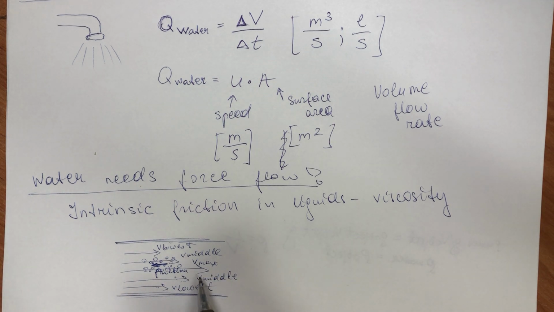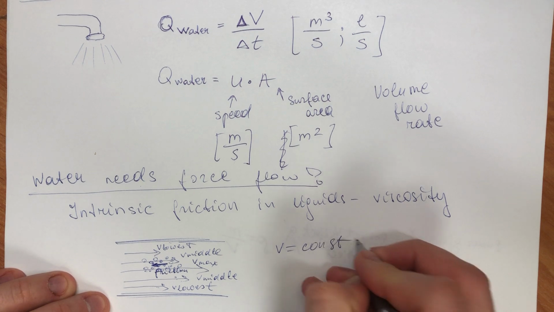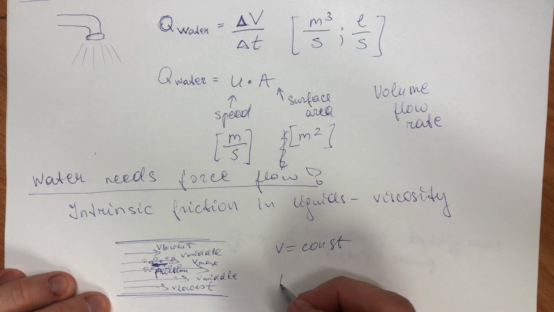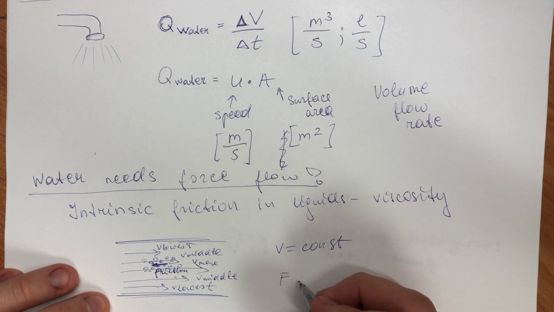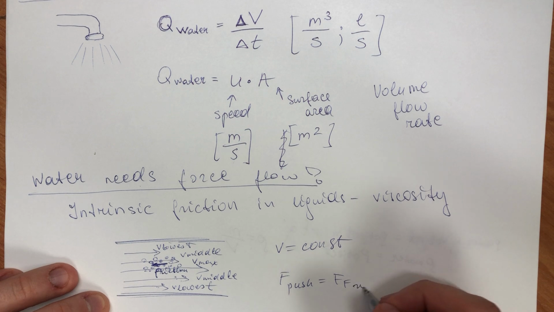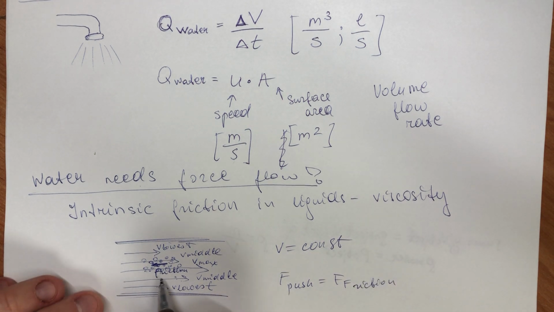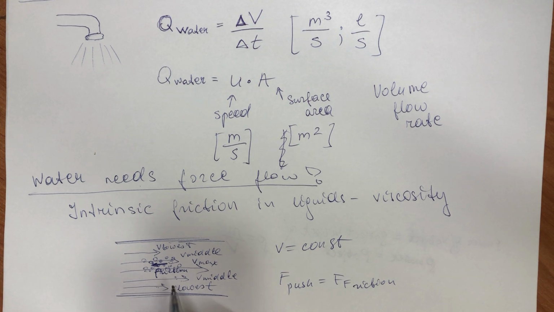Therefore, in order for the liquid to move at constant V, we need a push force F to be equal to F friction, because there is already intrinsic friction inside this liquid.